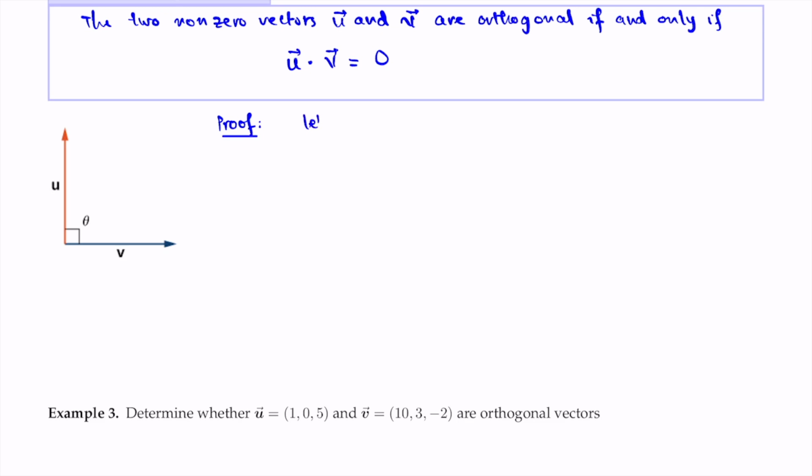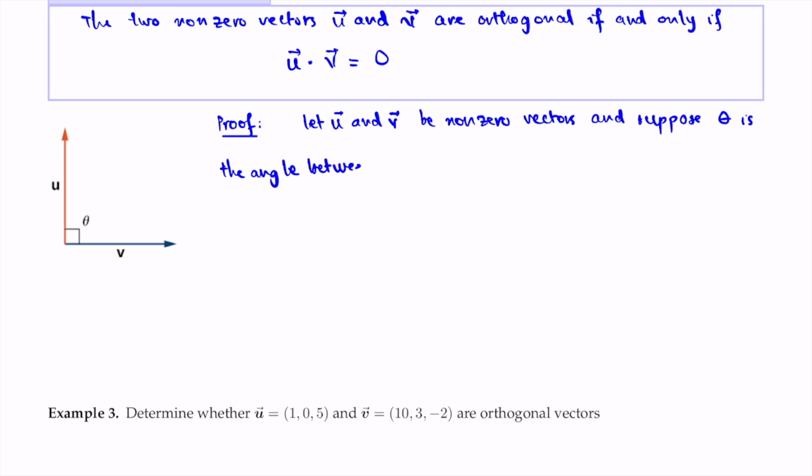So first, you're going to let u and v be non-zero vectors, and suppose theta is the angle between u and v.